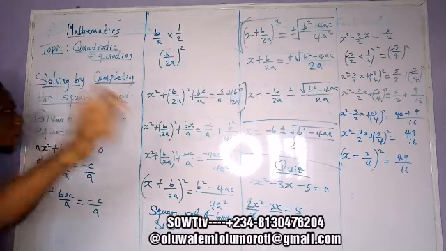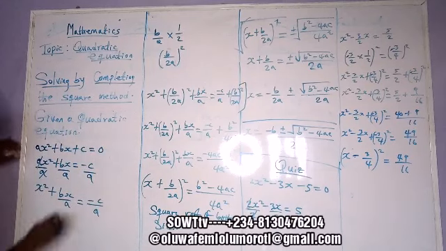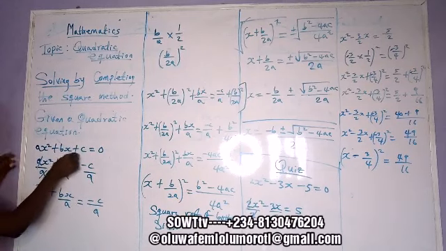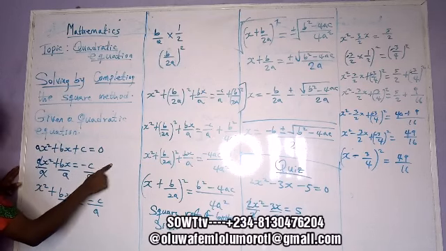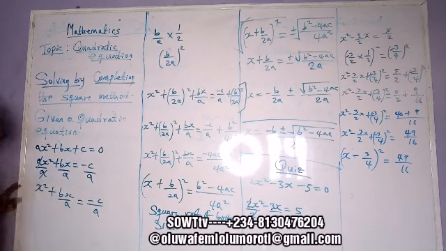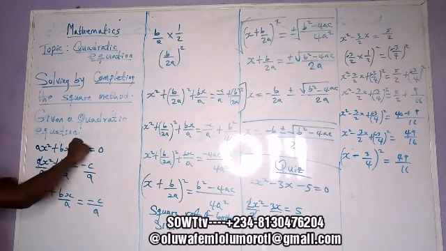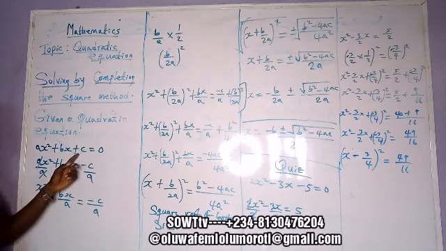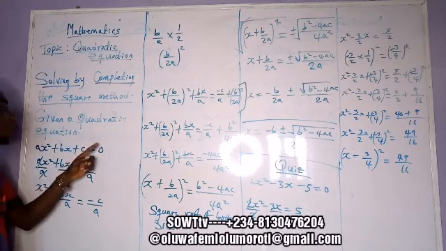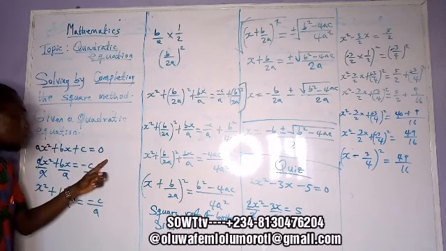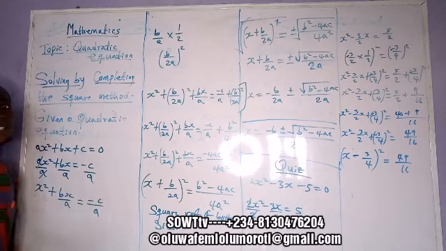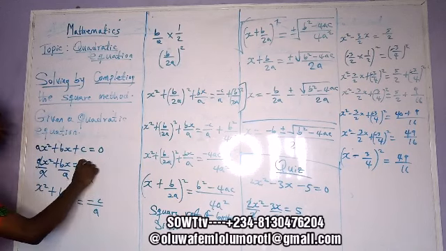The first step is to bring out this constant c away from the equation, or transfer it to the other side of the equation. By doing so, this particular c is positive here, so when it's transferred to the other side of the equation, it will change to negative, that is minus. That is what we have here.